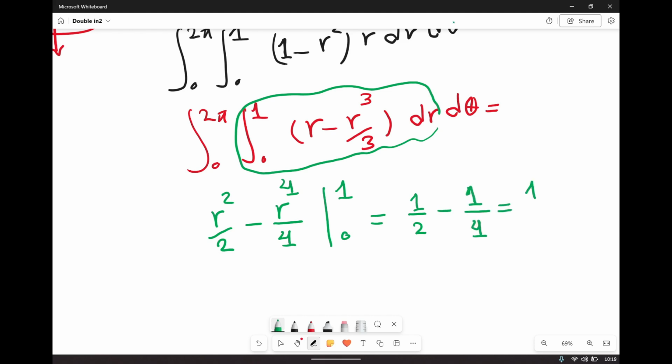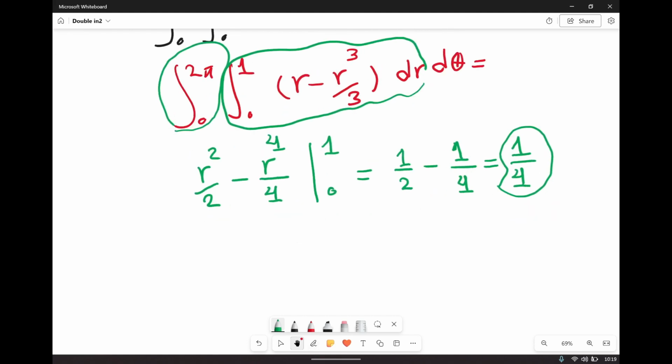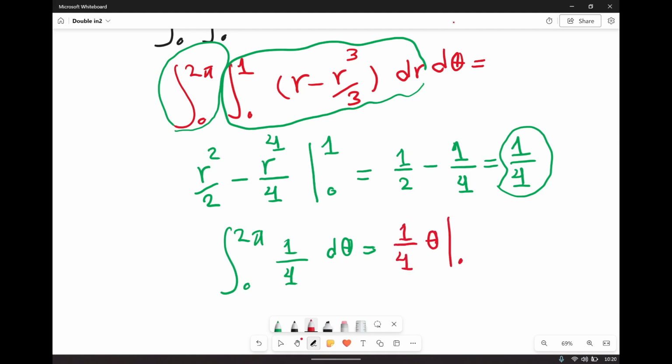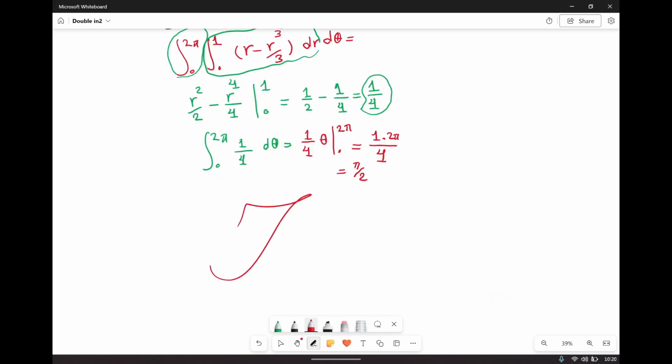The answer is 1 over 4. Right now we must calculate the integral from 0 to 2 pi of 1 over 4 d theta, which is 1 over 4 theta. When I substitute 0 and 2 pi, that is 1 times 2 pi over 4, and our total answer is pi over 2.